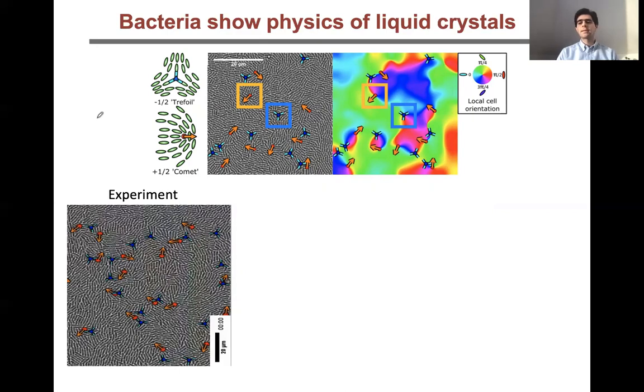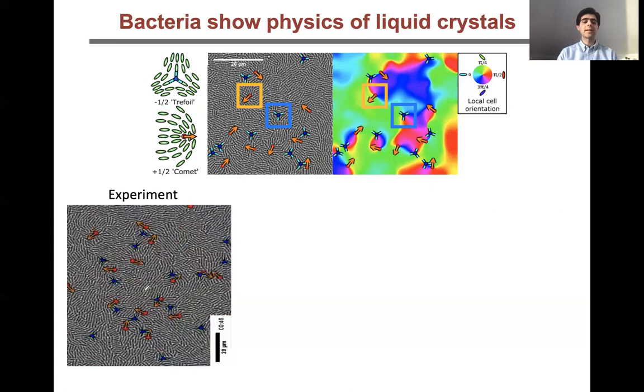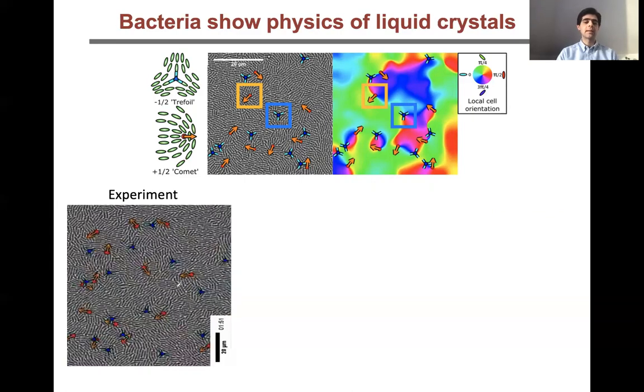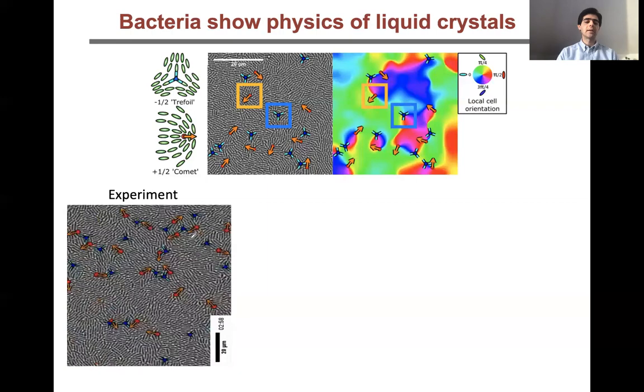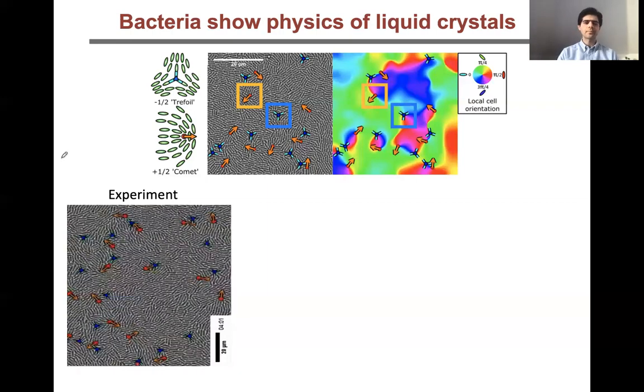The important thing is that we observe these half-integer topological defects, which implies that these bacterial colonies are behaving as nematic systems. But they are not just any nematic system, they are active. And that is very clear when you look at the dynamics of these defects. These defects get constantly created and then they also annihilate each other.